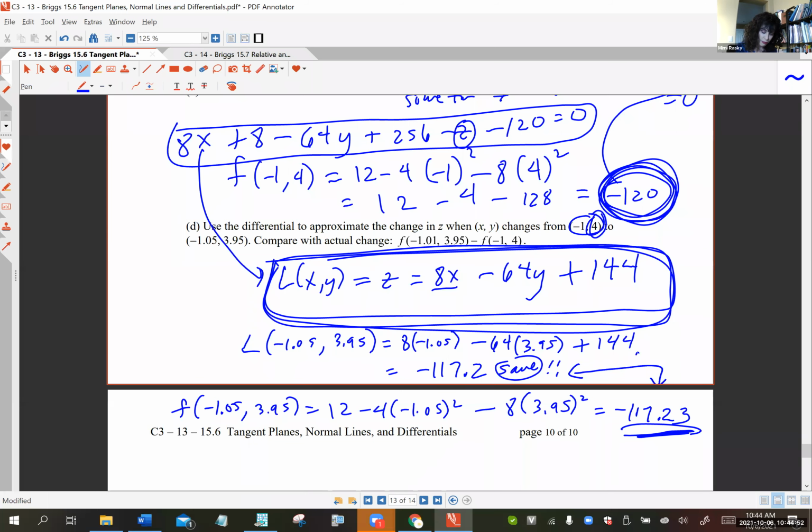Okay, so now everybody take a look. What do you think when you compare these two? Pretty good approximation? Yes, no? Yes. Yeah. They're almost the same, almost.